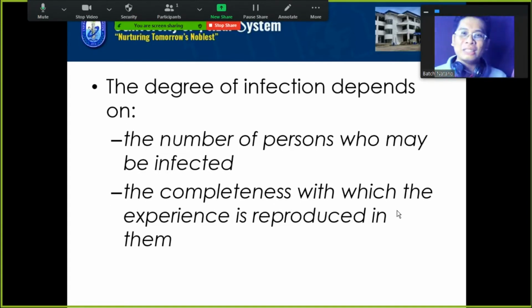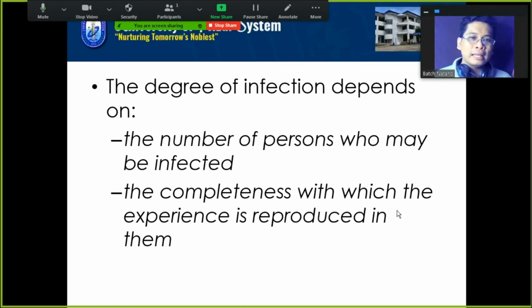So, the degree of infection depends on, ito yung nabanggit ko sa inyo kanina, na mayroong ganitong punto de vista si Tolstoy. The infection, the number of persons who may be infected. Halimbawa, the more na marami ang infected, the more that we can verify, okay, form of art na yan. Okay, so, nandun pa rin talaga yung perspective na mas marami, mas valid yung findings, yung assumption. Okay? The completeness with which the experience is reproduced in them.